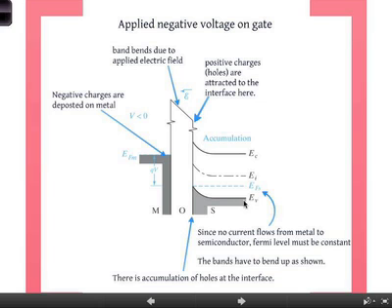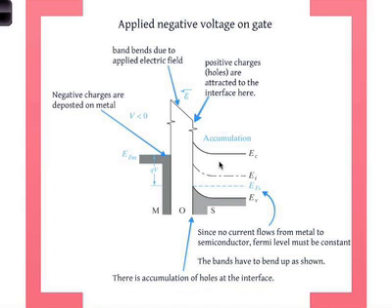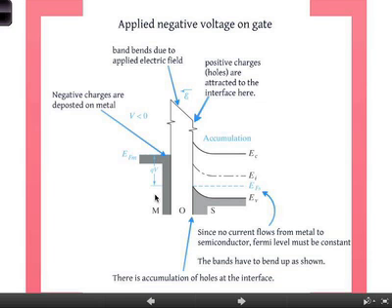But since this is not a metal, some of the voltage also gets dropped across here, so you get a band bending here also. So you have the applied voltage, some of it comes across the oxide, some of it comes across the semiconductor. Okay? Now, so that's the applied voltage, QB.